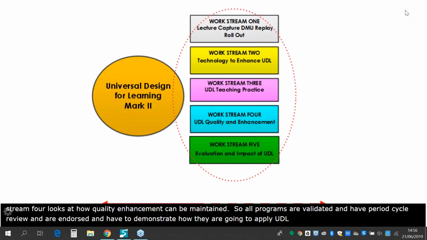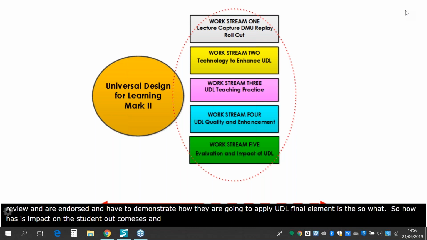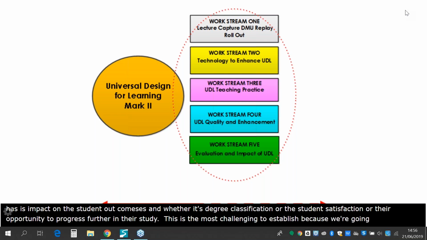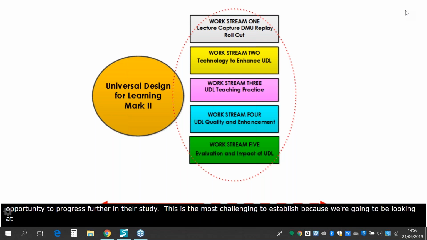How has UDL impacted on student outcomes, whether that is their degree classification, their student satisfaction, or their opportunity to progress further in their study? This is the most challenging to establish because we're going to be looking at a long period of time and capturing the outcomes of several thousand students.